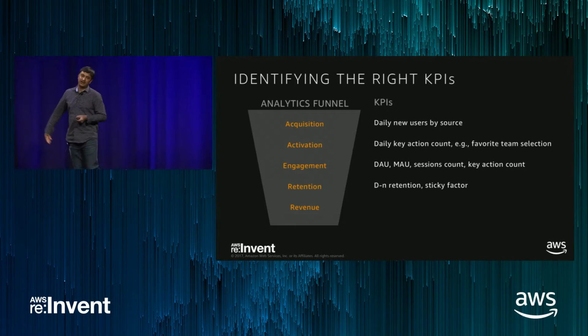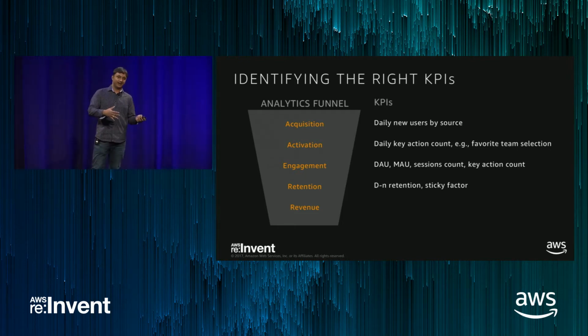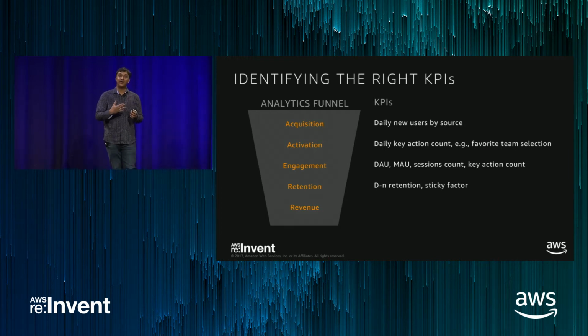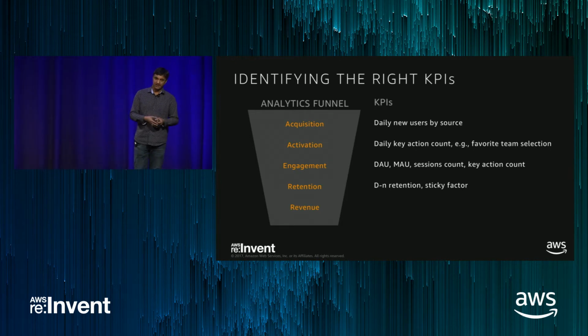Then there's sticky factor, which kind of flips this on its head. What you do with sticky factor is you look at all of the users that have come into your app today and go back historically to see how often they've used your app in the past. A very popular way to measure sticky factor is look at all the users that have come in today and check how many of them used your app at least once in the preceding month or preceding 30 days.